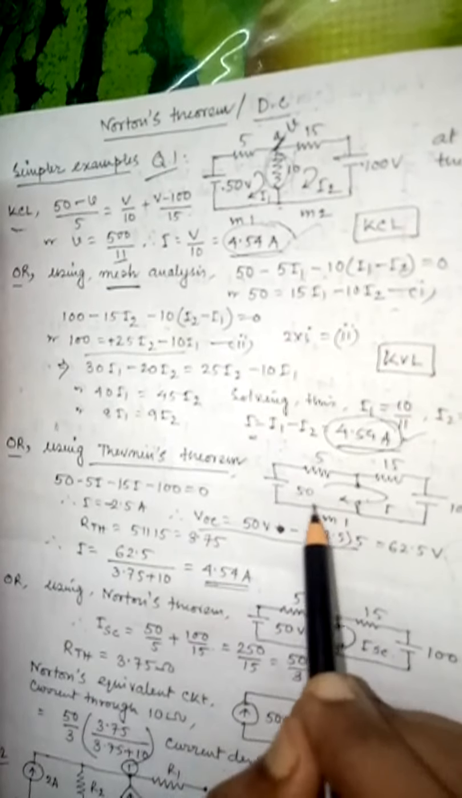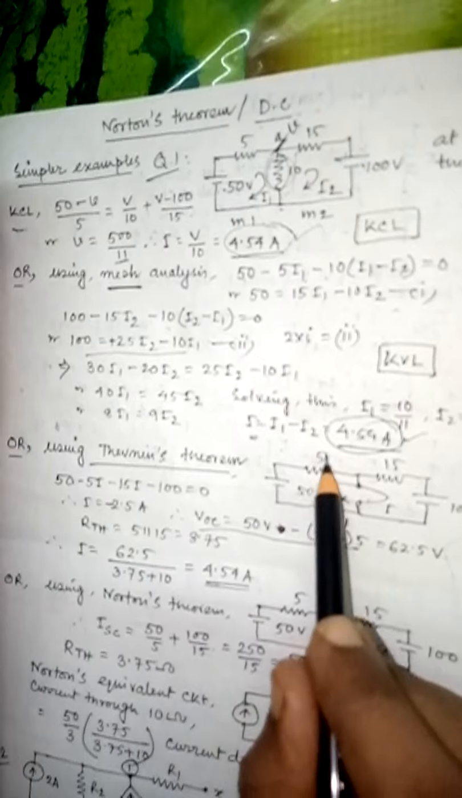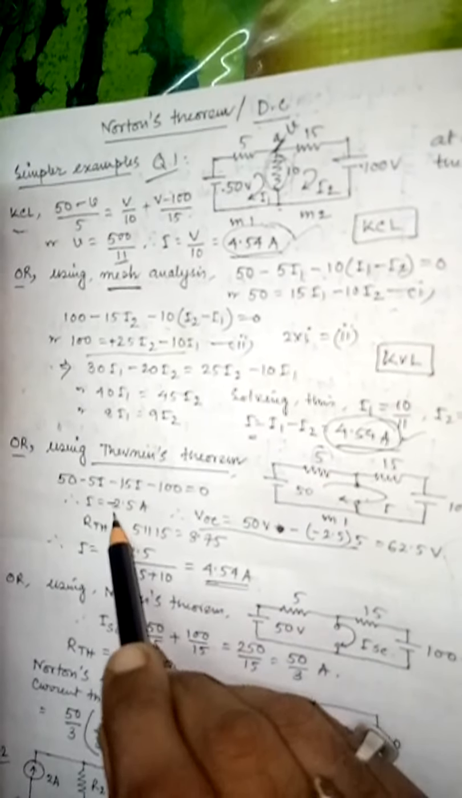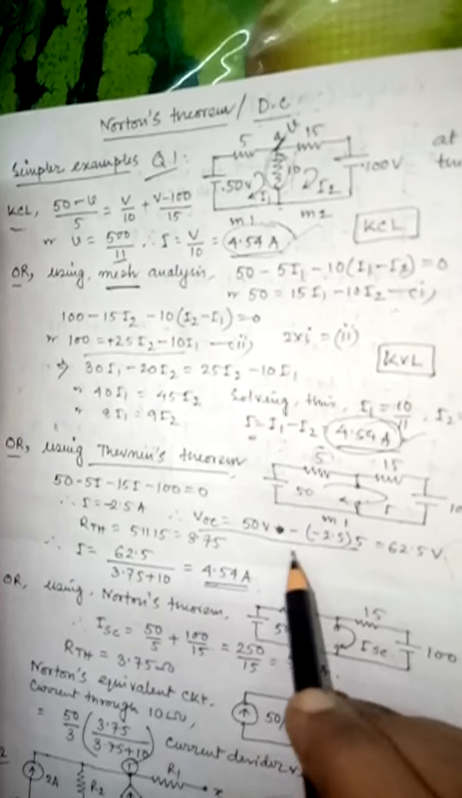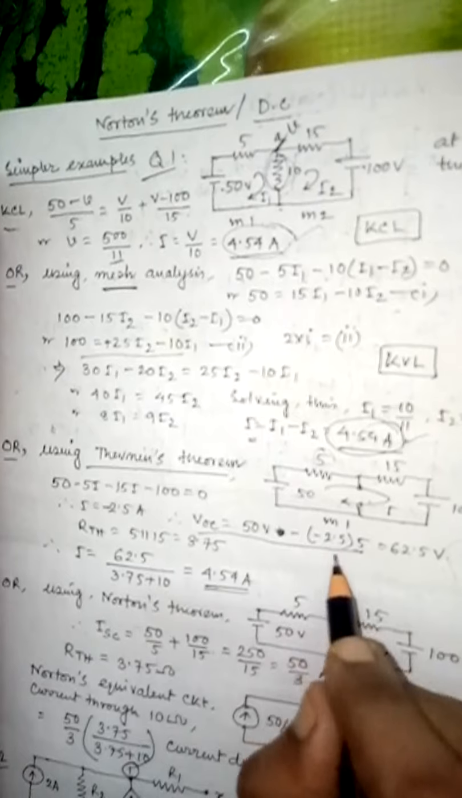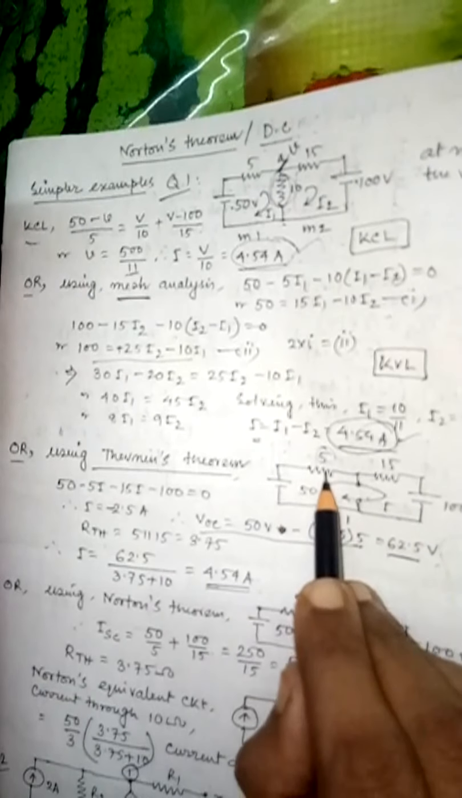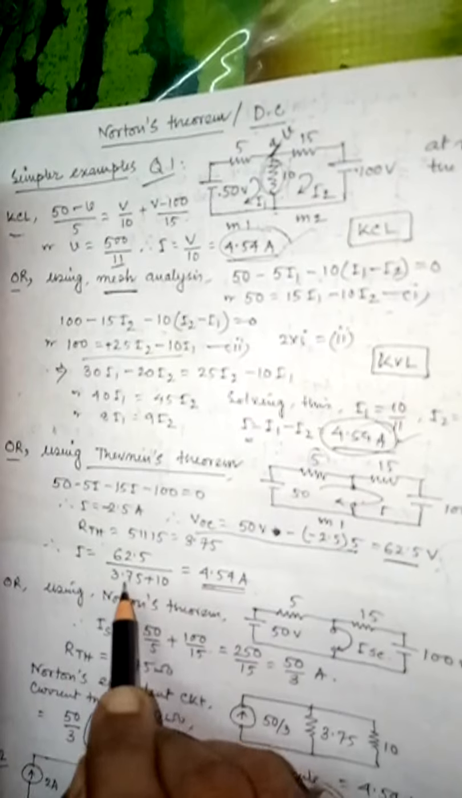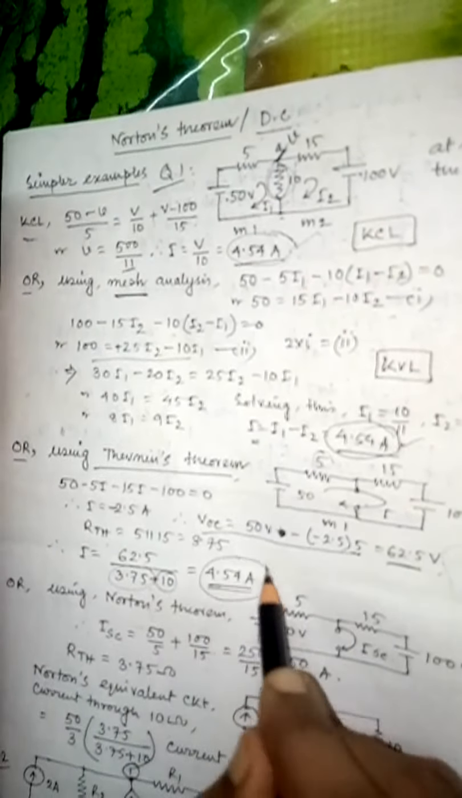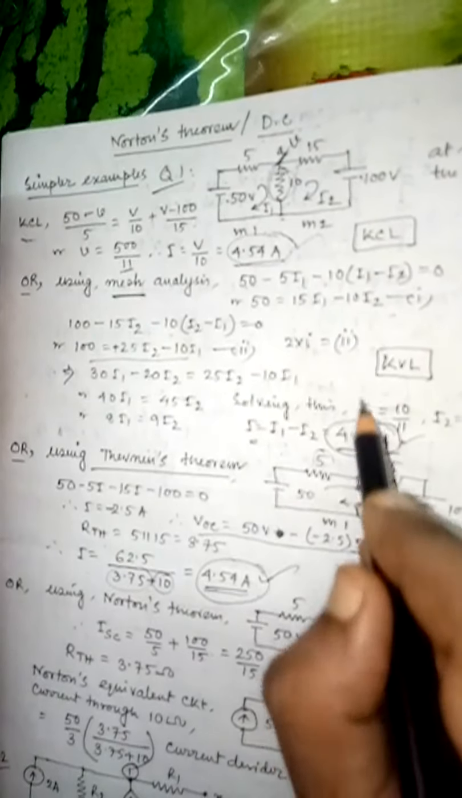How to get that? Here the drop across this 5 ohm resistance is, here I is 2.5, so 2.5 into 5, so 12.5, adding this we are getting 62.5 volt. Now RTH equals the parallel combination of 5 and 15, this is 3.75. So finally I is what? VOC by RTH plus RL. So finally the answer is this.